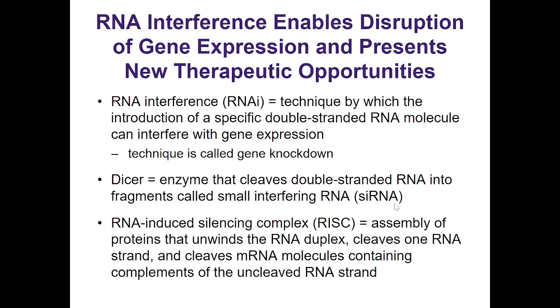The RNA-induced silencing complex, RISC, R-I-S-C, not to be confused with the 30 other RISC acronyms that are on Wikipedia. That was a bad choice, or at least it was a bad choice after the 10th, okay? I don't know which one came first. The assembly of the proteins that unwinds the RNA duplex, again, RNA-induced silencing complex, unwinding the RNA duplex, cleaves one RNA strand and cleaves the mRNA molecules containing complements of the uncleaved RNA strand.